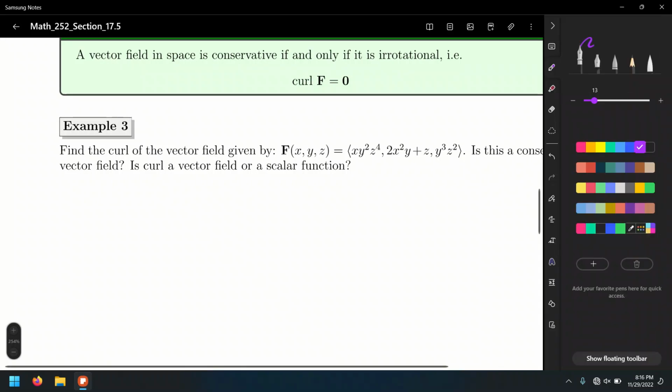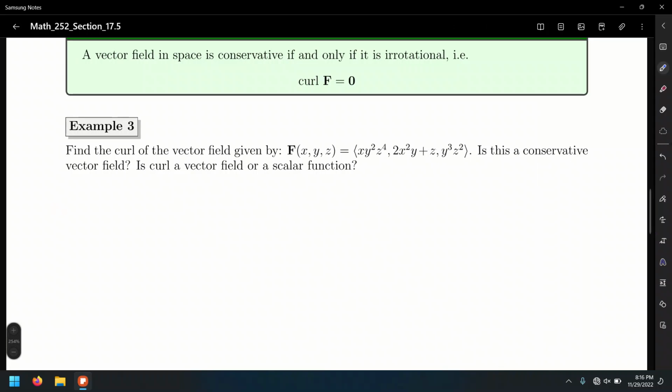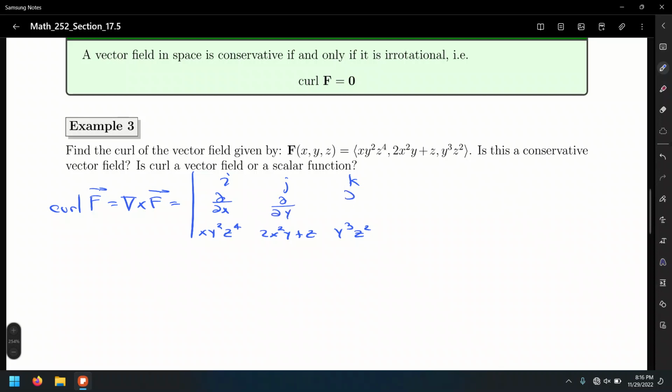So curl F, which is nabla cross F, that is, let me write: xy squared z to the 4th, 2x squared y plus z, and y cubed z squared, that's i, j, and k, and partial with respect to x, partial with respect to y, partial with respect to z. All right.